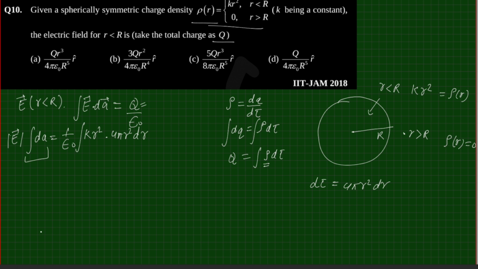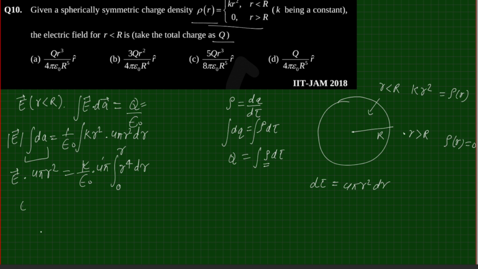The surface area of the spherical symmetry is 4 pi r square, that is 1 over epsilon naught. K we can take outside, and 4 pi also, and that is the integral of r to the power 4 dr, integration from 0 to r.